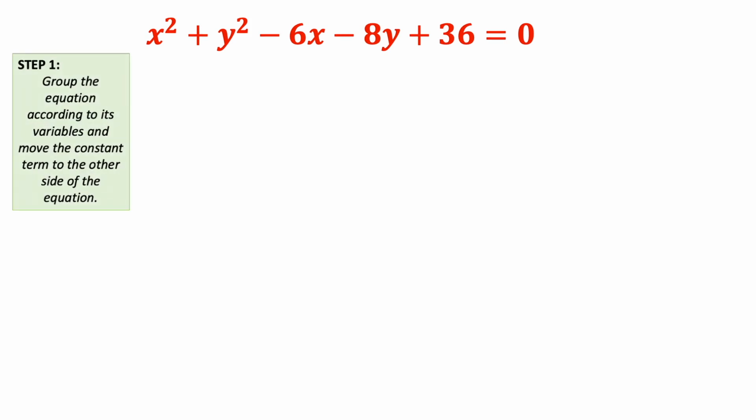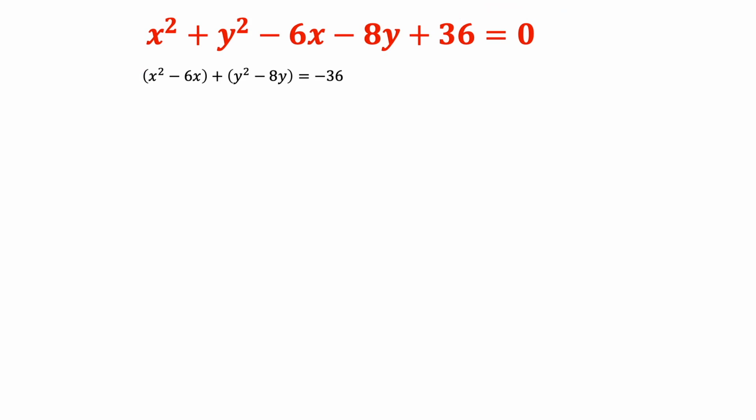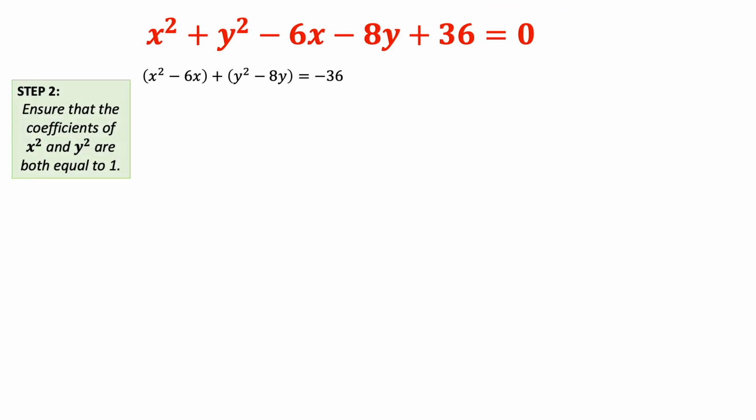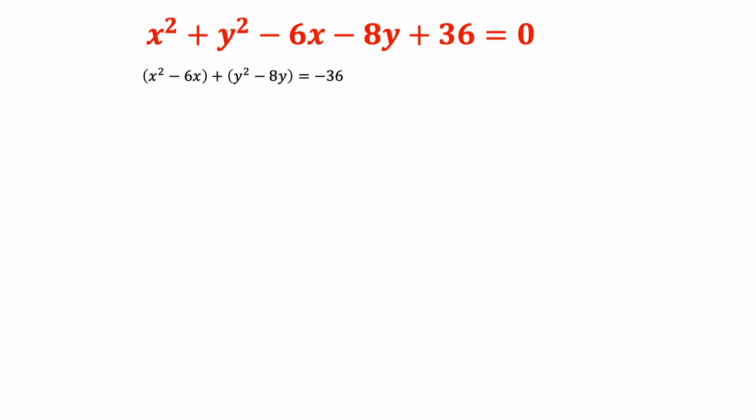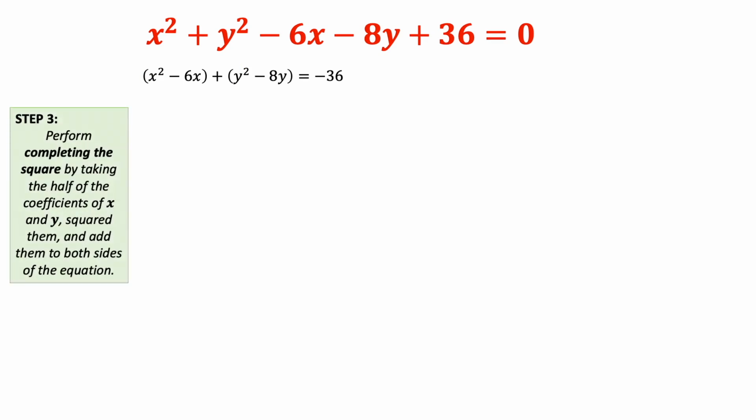I will group the general equation according to its variables, and the constant term will be transposed to the other side so that we can perform the completing the square later on. Now, we are sure that the coefficients of x squared and y squared are both 1. Let us now perform the completing the square.